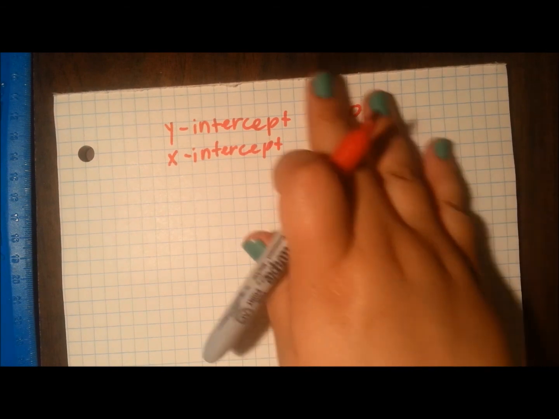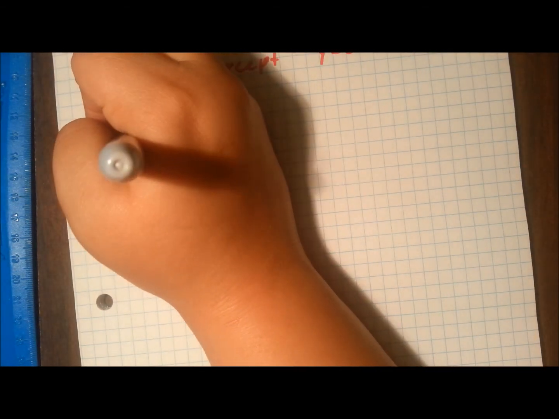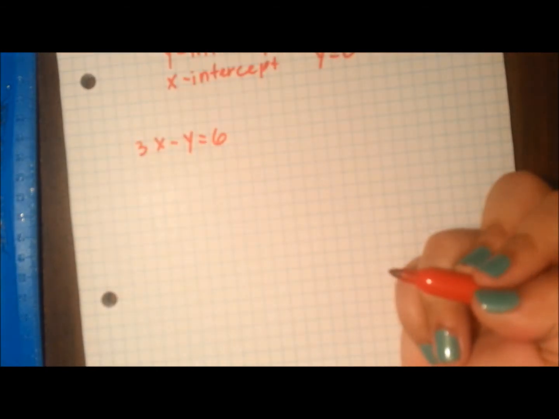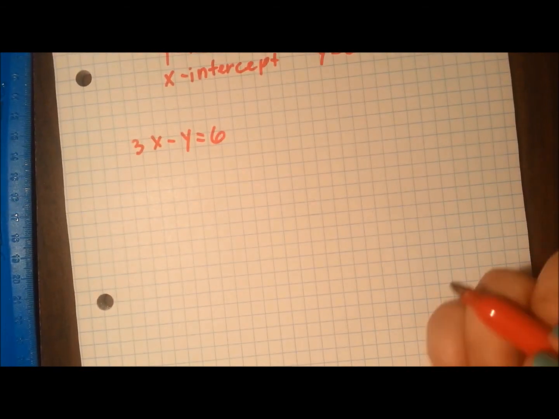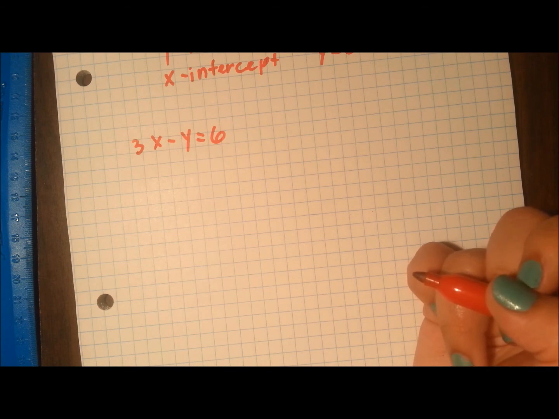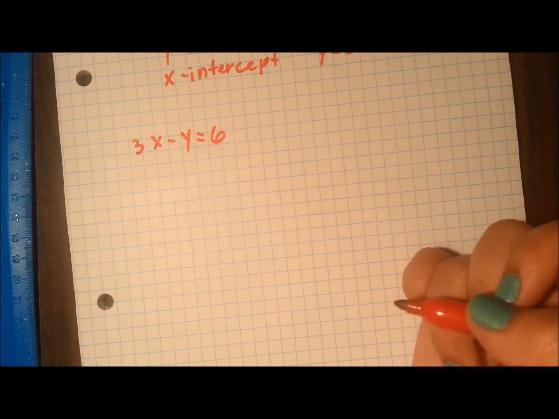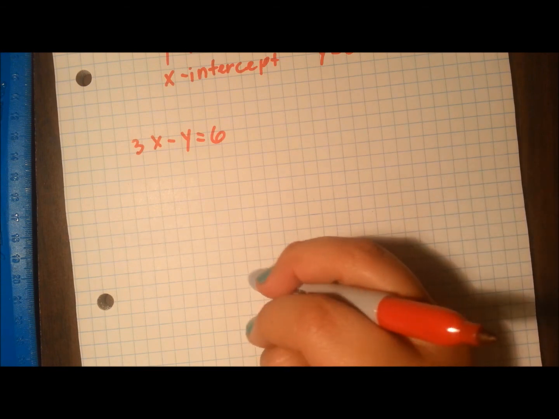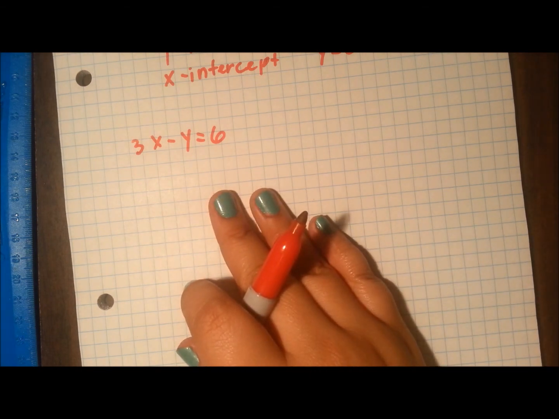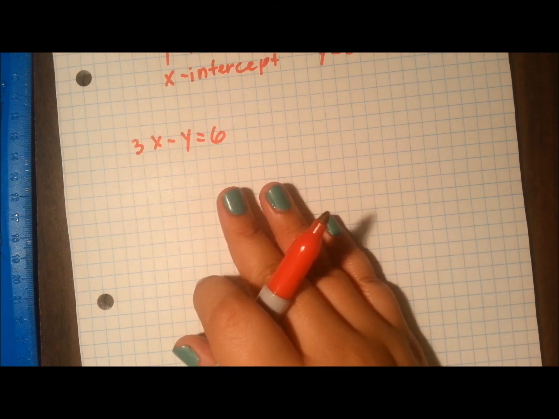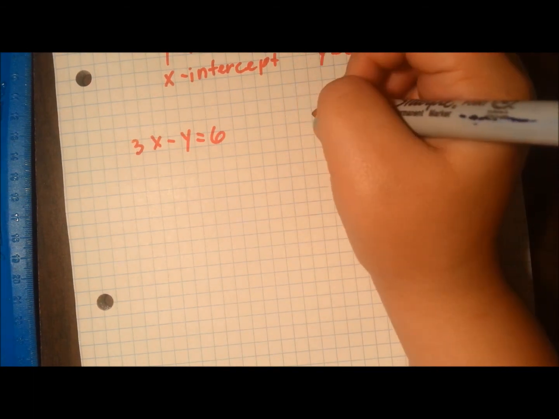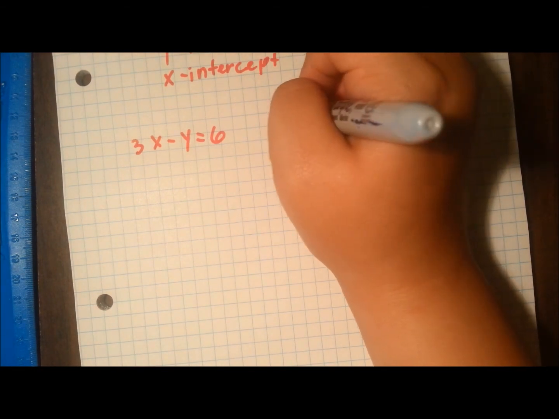We're going to use the equation 3x minus y is equal to 6. Now this equation isn't in standard linear equation form. And normally when you see an equation like this, you want to solve for y, or rearrange it so that the y is on one side of the equal sign by itself. When you're solving for your x and your y intercepts, you don't have to do that. And here's how. You would set up your t-chart like normal.